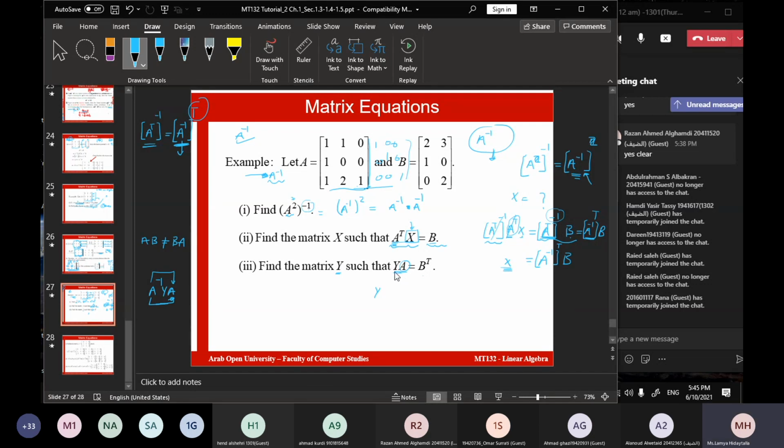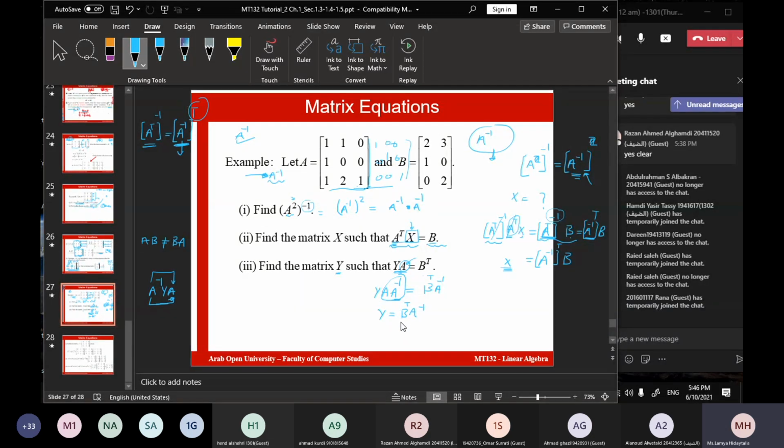Okay, so Y times A. I want to get rid of the A. So I will multiply by A inverse from this side. So Y times A times A inverse is equal to, I multiply it from the right hand side, I have to multiply it here from the right hand side, B transpose times A inverse. And then this times this gives the identity. So here I have Y times the identity, which is Y, equal to B transpose times A inverse.